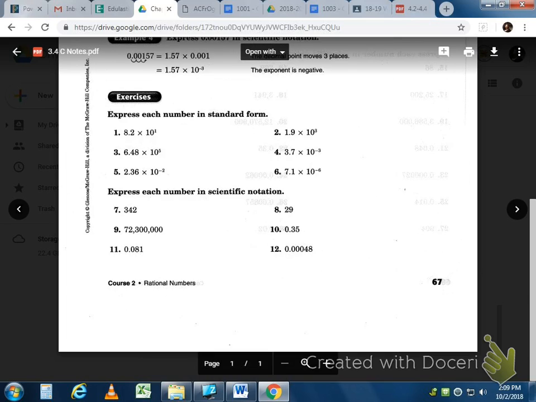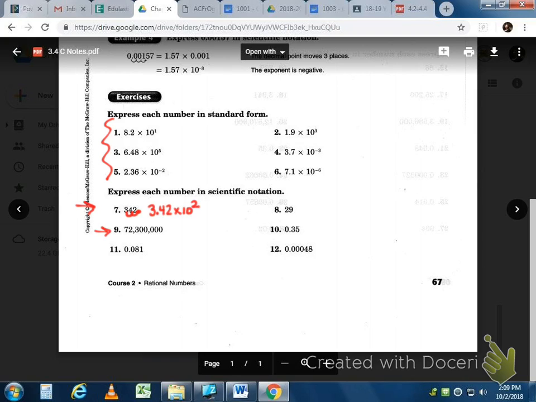Let's look at the examples at the bottom. Number 7, 342. Right now, my decimal is right here. Is 342 a good number? No. I move it one spot. Is 34 a good number? No. I move it one more spot. Is 3 a good number? So it's going to be 3.42 times 10. How many places did I move it? To the second power. If you're ever confused about your exponent, just take your answer and see if you wrote it back out in standard form, if you'd get the number that you started with.